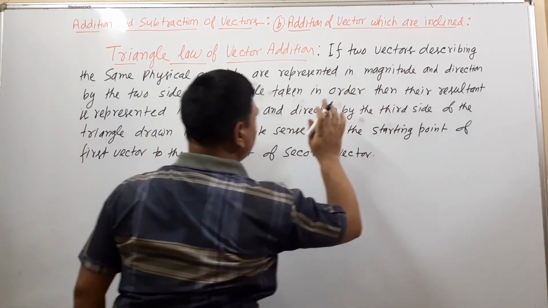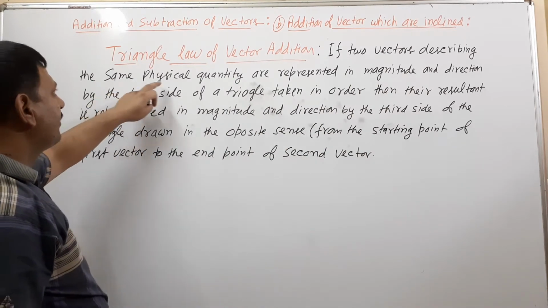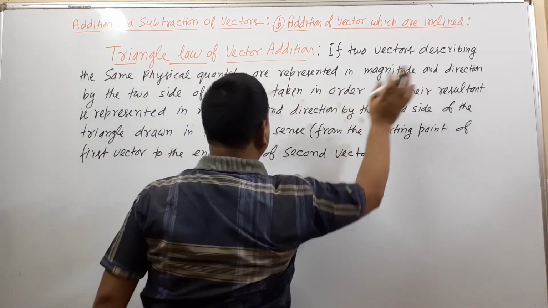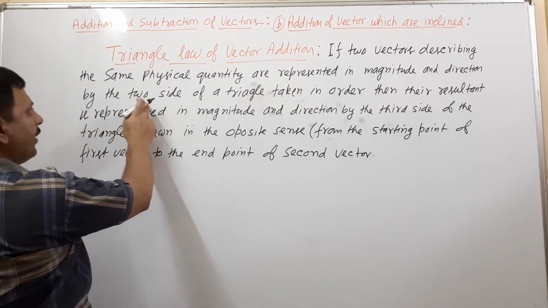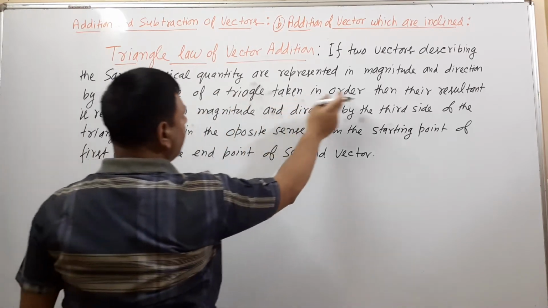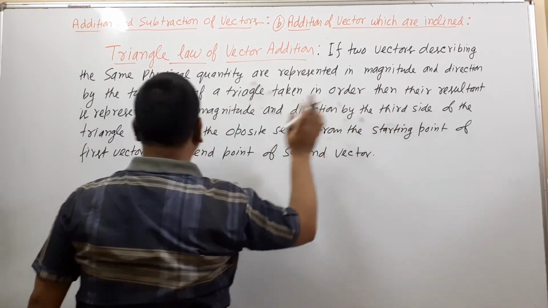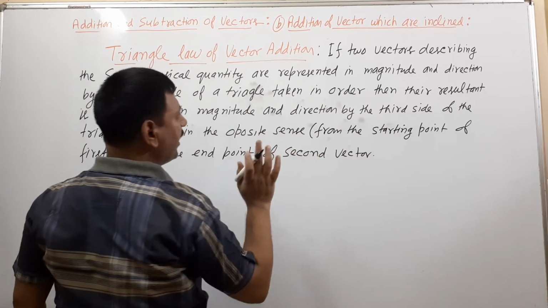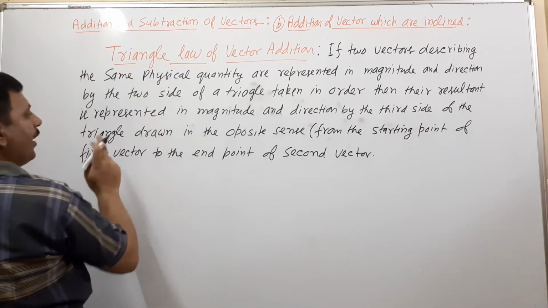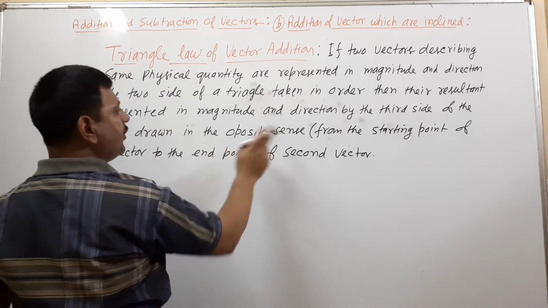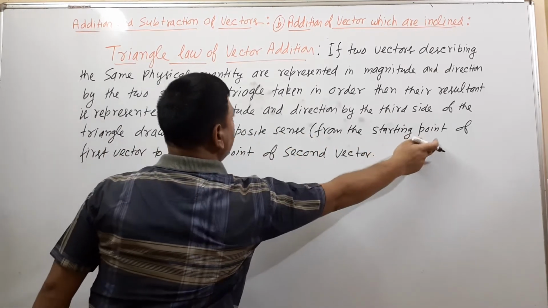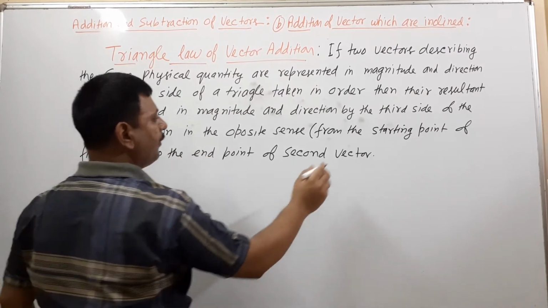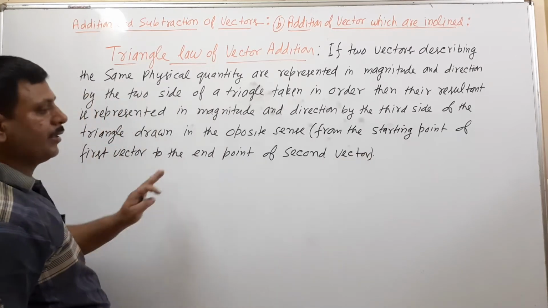If two vectors describing the same physical quantity are represented in magnitude and direction by the two sides of a triangle taken in order, then their resultant is represented in magnitude and direction by the third side of the triangle drawn in opposite sense, from the starting point of the first vector to the end point of the second vector. What is the triangle law of vector addition?